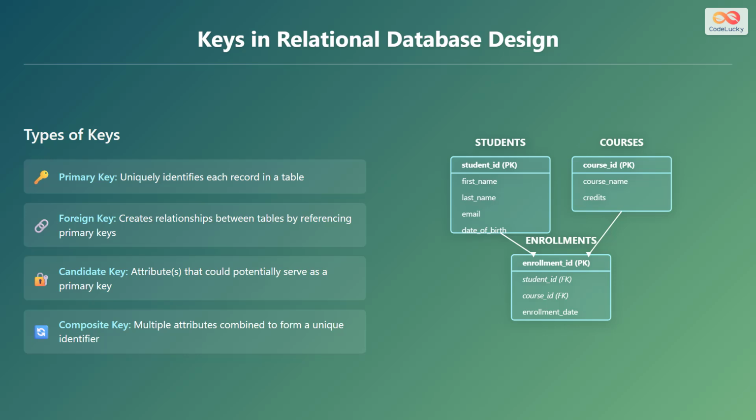Keys play a crucial role in relational database design. There are different types of keys. The primary key uniquely identifies each record in a table. The foreign key creates relationships between tables by referencing primary keys. The candidate key is an attribute or attributes that could potentially serve as a primary key. And finally, the composite key is multiple attributes combined to form a unique identifier. Here is a diagram illustrating the use of keys in students, courses, and enrollments tables.